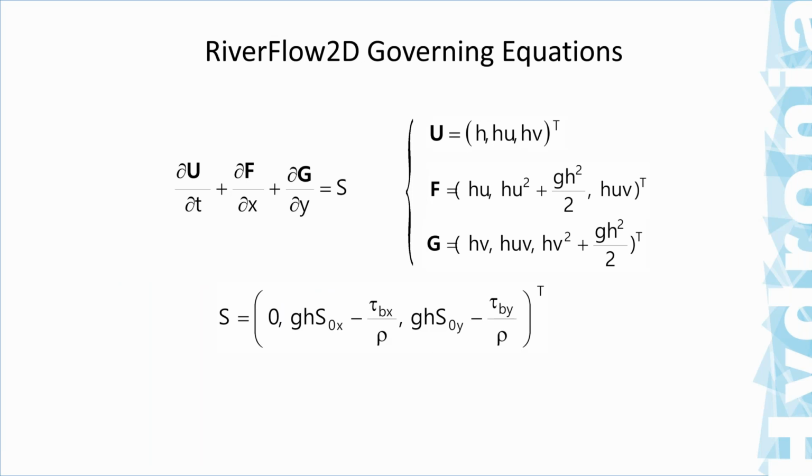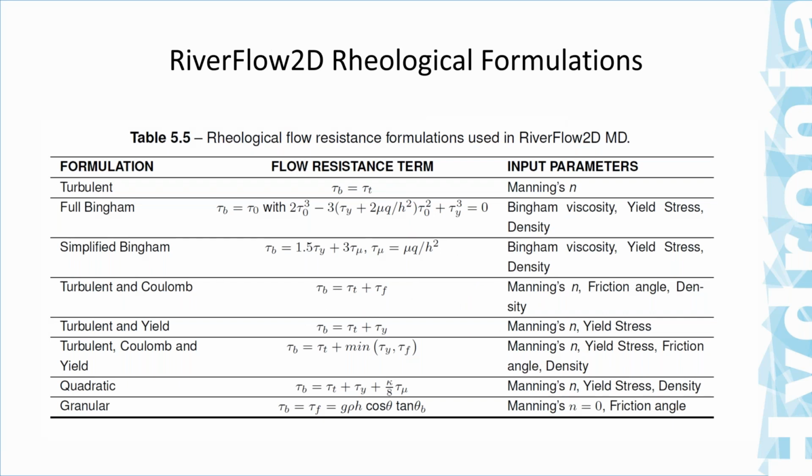The equations that the model uses are the shallow water equations written in conservation form, and to adapt the model to handle viscous fluids, and also viscous fluids that can be non-Newtonian, what we did was modify the model to incorporate different rheological friction laws. And this friction loss includes 8 different options that range from Bingham formulations, Coulomb effects, yield stress effects, and also granular flow. And these cover a wide range of fluids that can be present in tailings dam breaks, or also debris flow events.